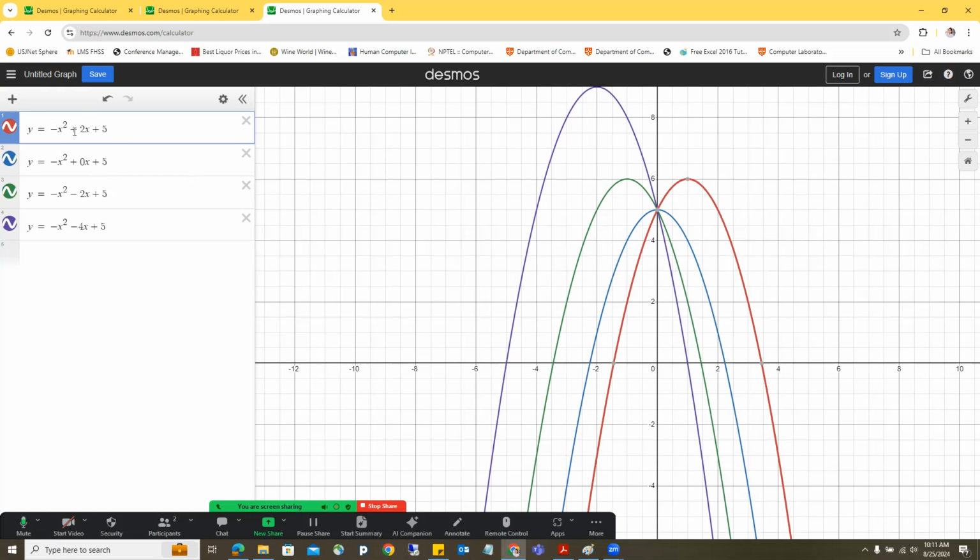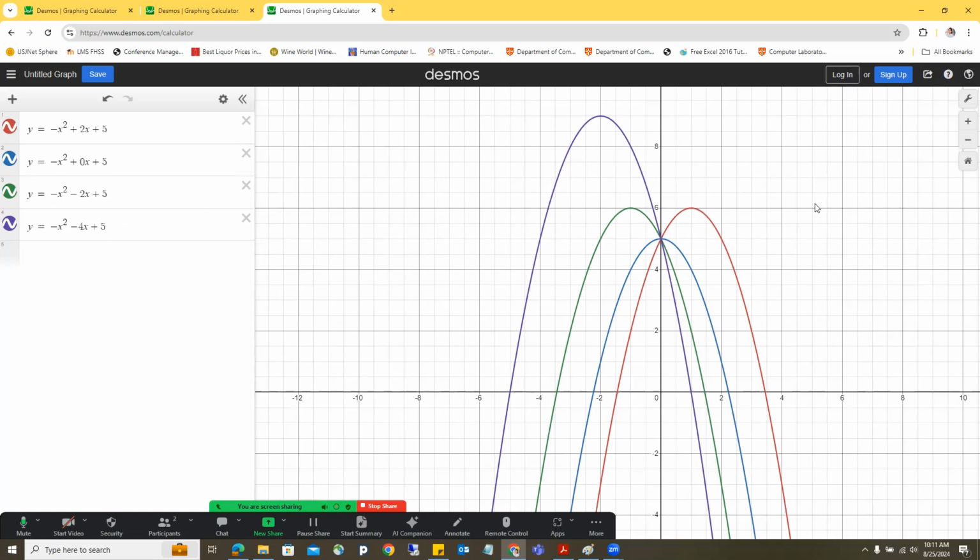In the red color graph, the b value is plus 2. In the blue color graph, the b value is 0. In the green color graph, the b value is minus 2. Here we have minus 2 with the minus 2 one. And for the last one, the purple color one, the b value was minus 4. What do you think has happened here?